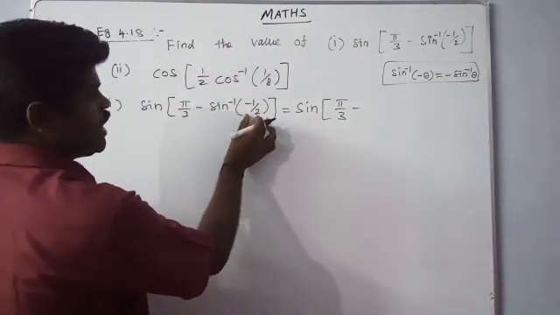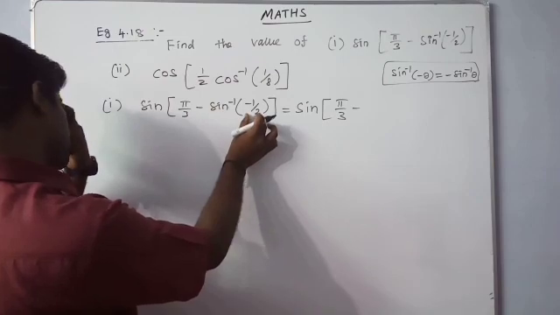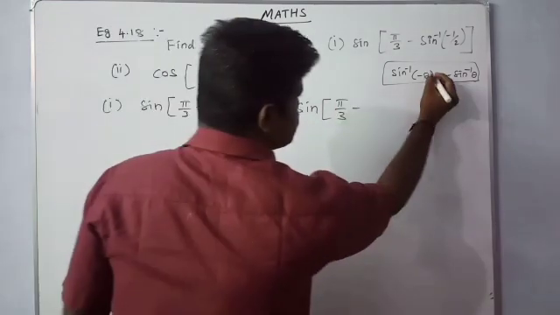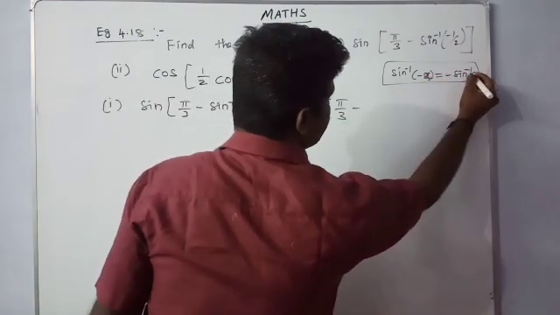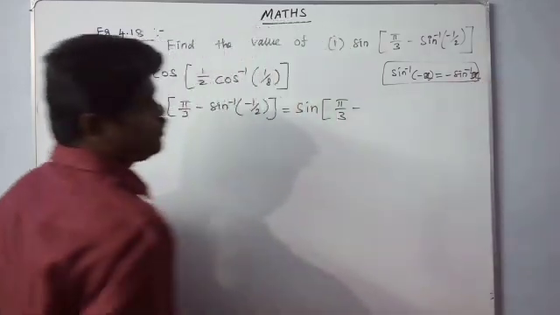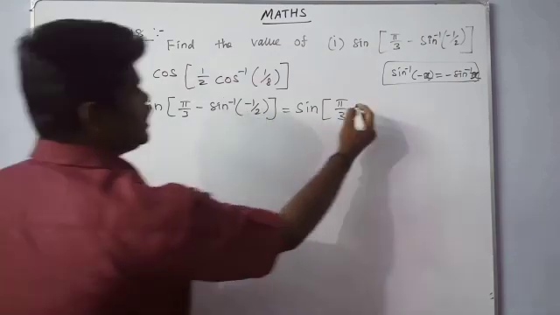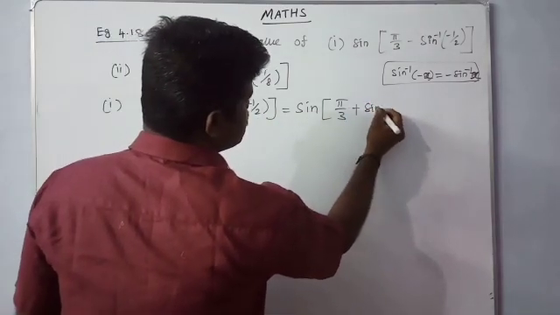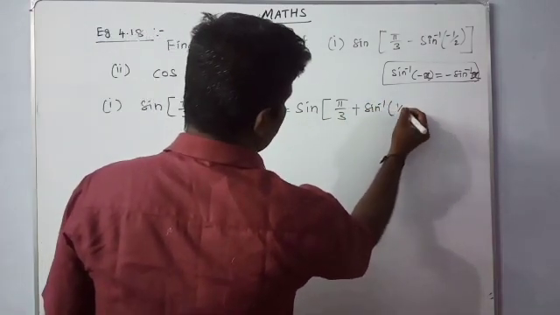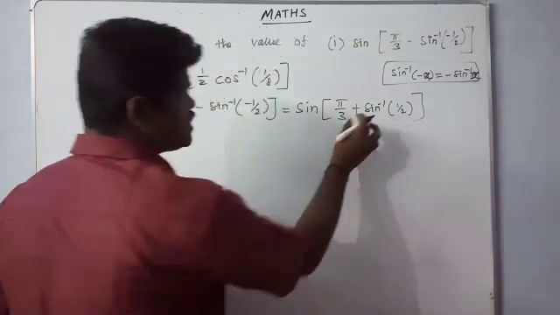Here sin inverse of minus value, that means sin inverse of minus x, we can write directly minus sin inverse of x. So we can write plus sin inverse of 1 by 2, because already one minus is there.